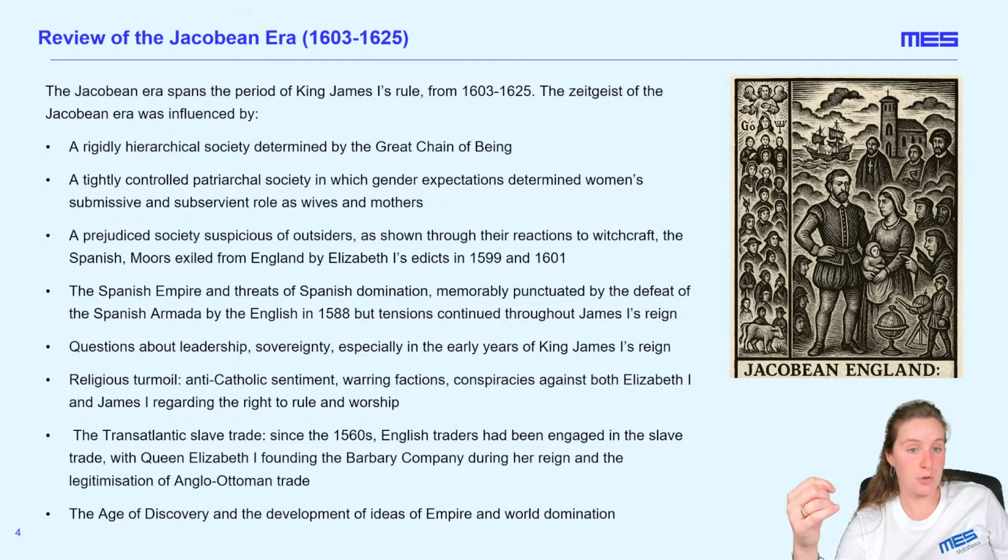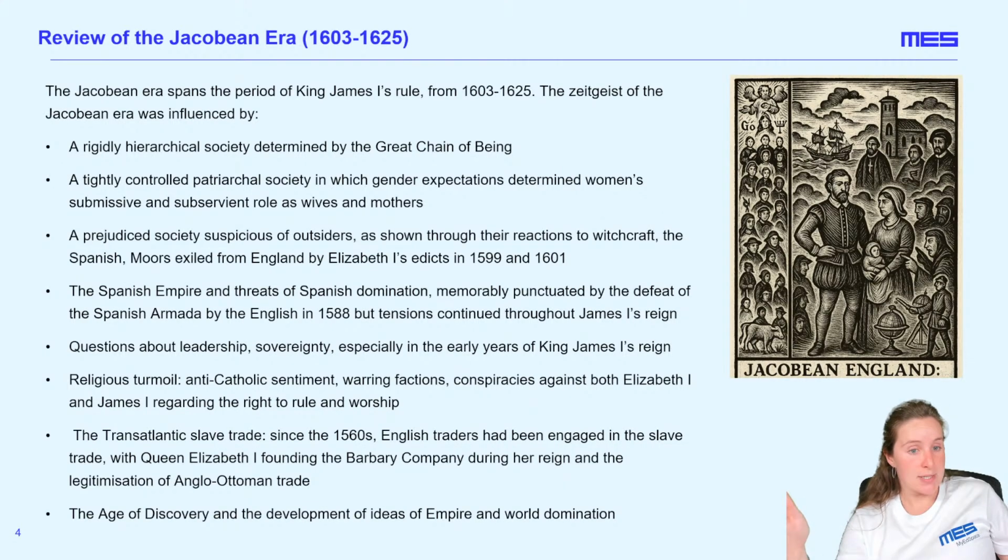A tightly controlled patriarchal society in which gender expectations determined women's submissive and subservient roles as wives and mothers, influenced by religion as well as the kind of defining woman of Christianity is Mary, the Mother of God, the Virgin Mary. So this idea of a mother who's also a bastion of chastity, and women were expected to uphold sort of her example.